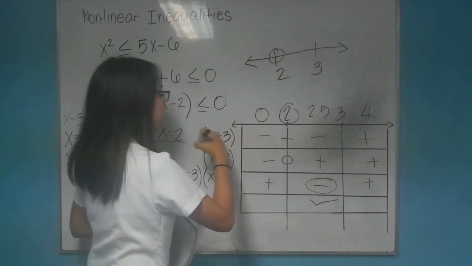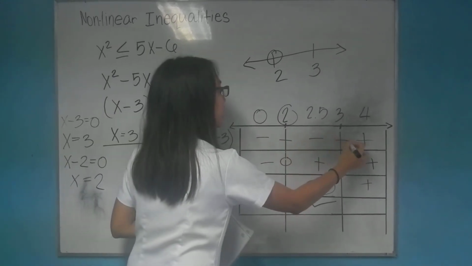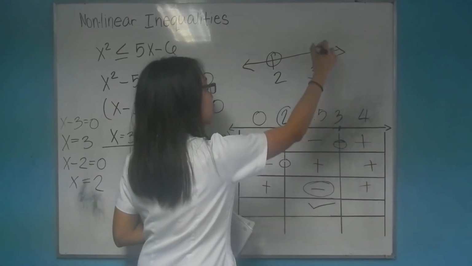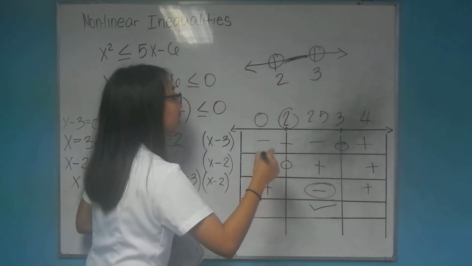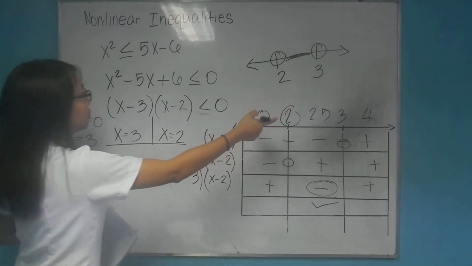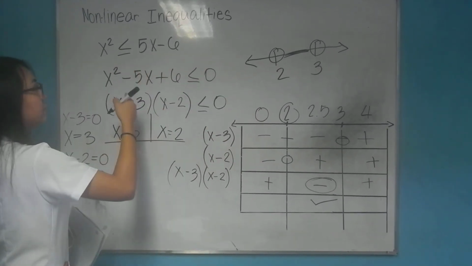So 3 minus 3 is also 0. It's undefined. So we cannot use 3. So it's an open circle. So we only have values in the middle of 2 and 3 that we can use to substitute as x in x squared is less than 5x minus 6.